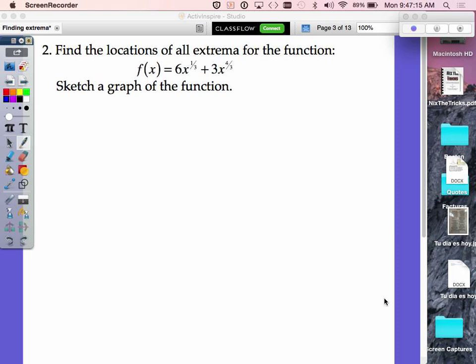And then we're asked to sketch a graph of this function. Notice, however, that in this case we do not have a closed interval, and therefore the candidate test is not available to us. And so we need to use another approach, and we're going to look at that now.